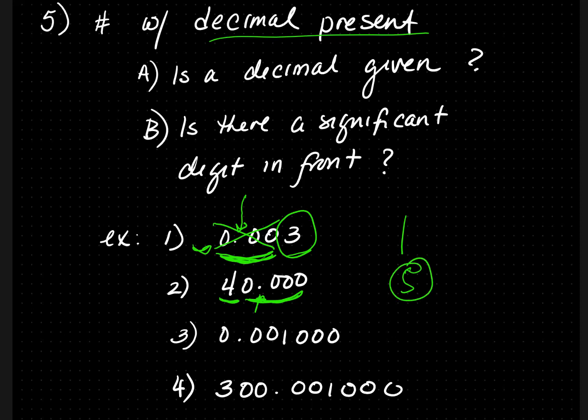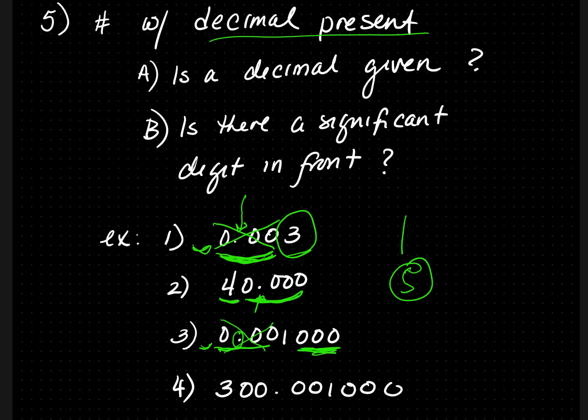Pause the video, try 3 and 4 on your own, and check your answer. In number 3, there are 2 sets of zeros. We have a set of zeros here, and we have a set of 0 here. So let's look at the first set of 0. Is there a decimal given? Yes, right here. Is there a significant digit in front of those zeros? No. So these zeros are not significant. These are called placeholders.